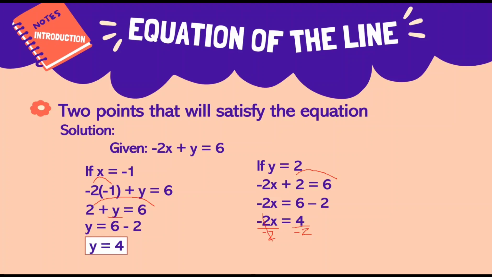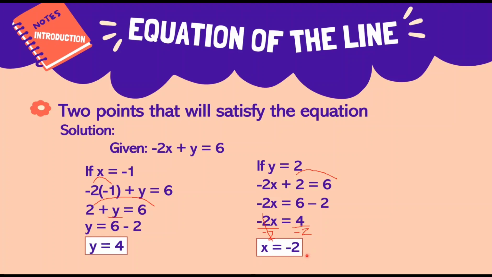Negative 2x divided by negative 2, the answer is x. And then 4 divided by negative 2, what is the quotient? Very good. So the quotient is negative 2. So therefore, the value of our x is negative 2.